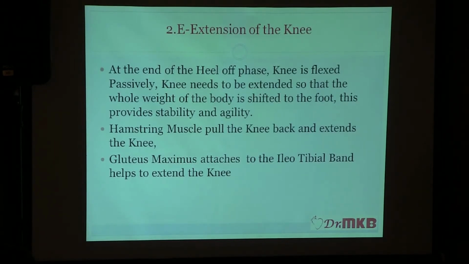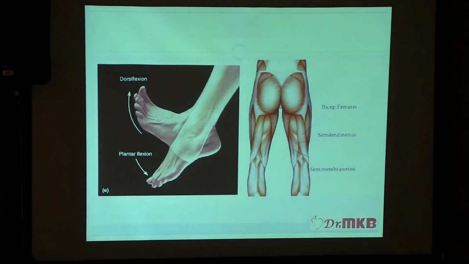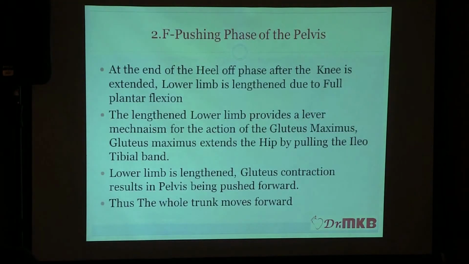Hamstring muscles pull the knee backward and extend the knee. Gluteus maximus attaches to the iliotibial band and helps to extend the knee joint. See here, as a result of plantar flexion, there is an increase in length. Hamstring muscles pull the knee from a passive flexion, pushing the face of the pelvis. At the end of the heel off phase, the knee is pulled back, and the gluteus maximus extends the hip joint, therefore it is pushed.